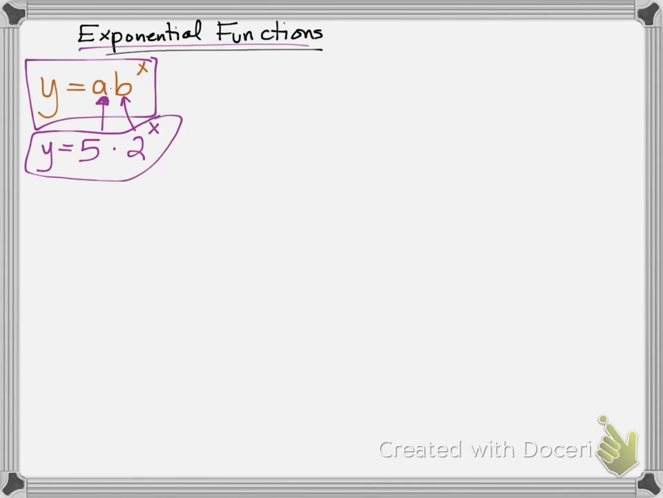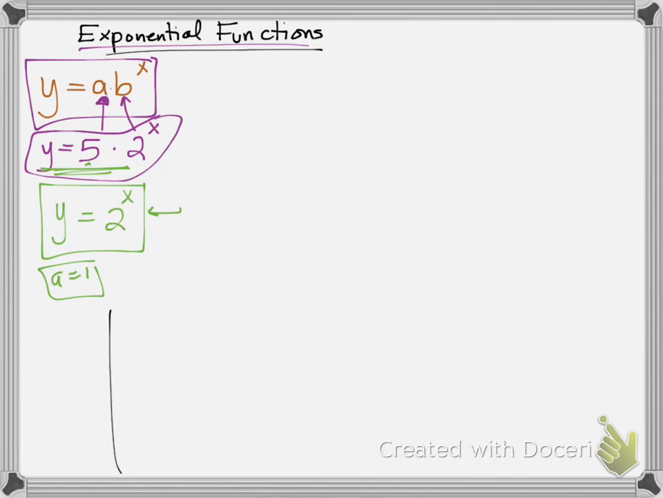Now, to make it a little bit easier to start out, since this may be the first time you've dealt with an exponential equation, I'm going to get rid of the 5, basically saying I'm going to let a equal 1. So it's 1 times 2 to the x. It makes it a little bit easier to deal with. So this was just an example. This is the one that I want to work with. So what we're going to do is plug in some values. We're going to plug in -2, -1, 0, 1, and 2.